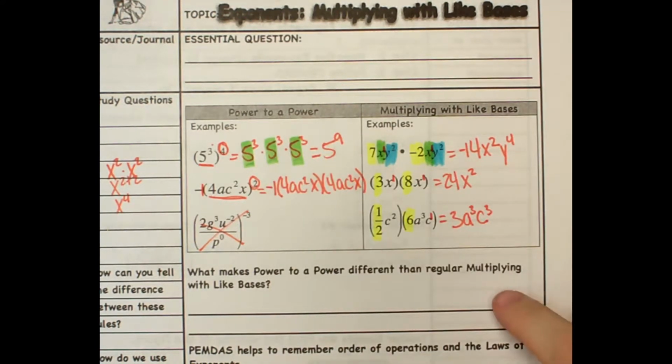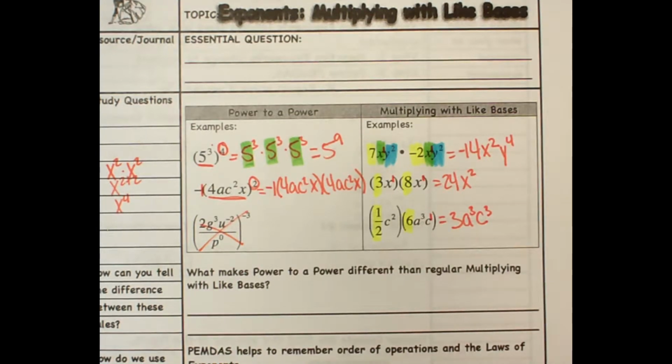Now take a couple minutes and write down what makes power to a power different than regular multiplying with like bases. I'm going to stop the video and you answer that question.